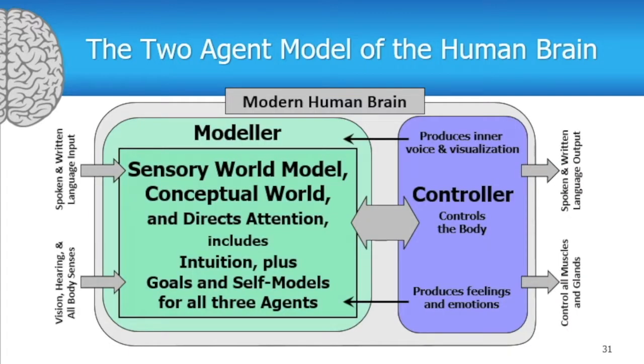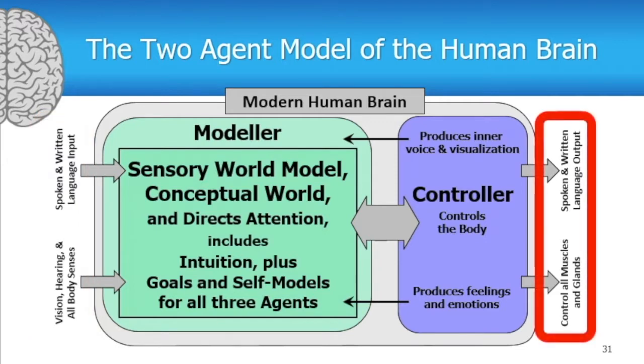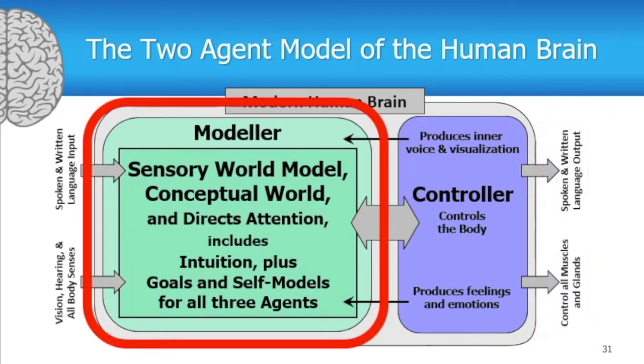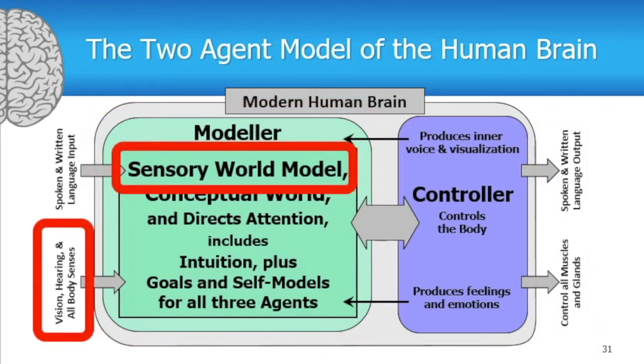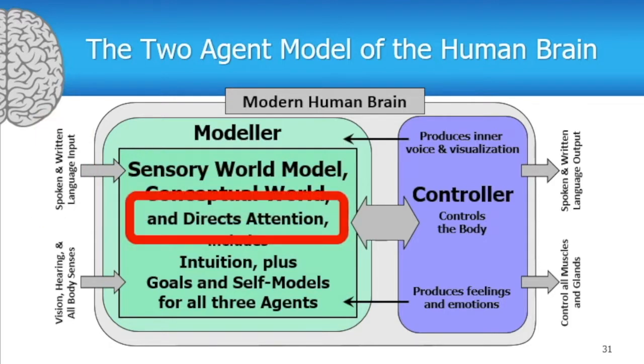Here's a block diagram of the two agents. For the human being as a whole, all inputs, including the senses and language inputs, are on the left, while all outputs, including control of the body and language outputs, are on the right. The modeler creates the model of the world by using the sensory inputs to update the sensory world model and using the language inputs to update the abstract conceptual world model. The only action the modeler performs is to direct attention.